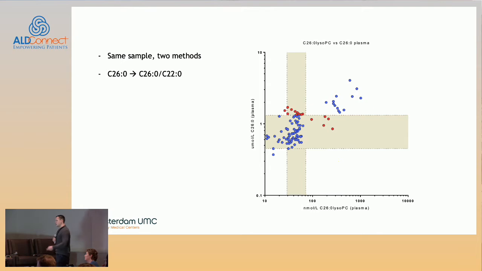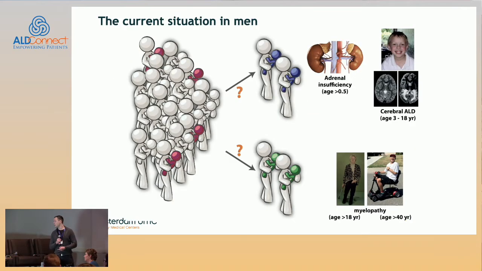Now, these methods are very valuable. They can be used for diagnostic purposes. However, they don't provide any information in terms of disease progression or the various subtypes in ALD. So when we consider the current situation in males, this is what we have. We have a group of male patients that are diagnosed with ALD. A certain group will develop cerebral ALD. A certain group will not develop this cerebral form and go on to develop the spinal cord form. And of course, there are also some patients that at a later stage make the transition from the spinal cord subgroup to the cerebral form.